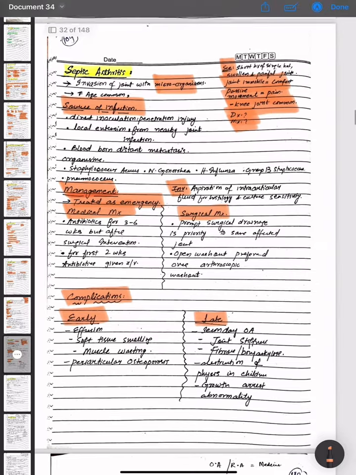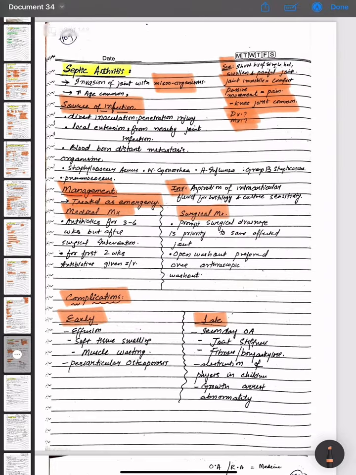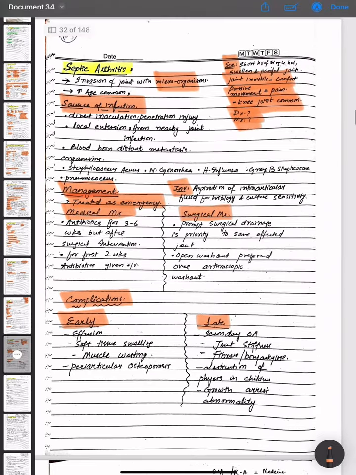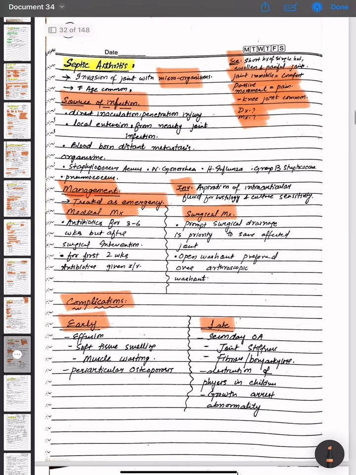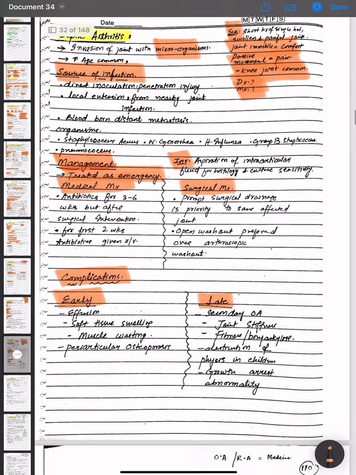So what we have studied is the scenario, then the sources of infection, then the management and investigations. In management, it is treated as an emergency, and medical management and surgical management are provided. What are the complications? We have the early and late complications.